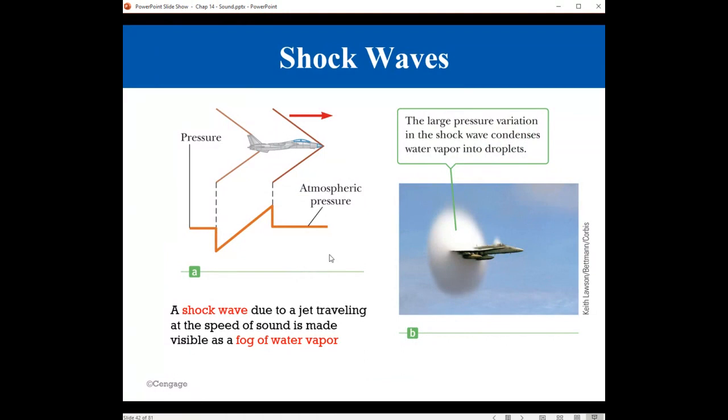The large pressure variation in the shock waves condenses water vapor into droplets. So when the jet fighter speed exceeds that of sound, we will see such condensation of water vapor in the air. Simply, as the plane is accelerating to higher and higher velocities, the pressure on the air molecules gets higher and higher until it penetrates this wave front when the velocity exceeds the speed of sound.